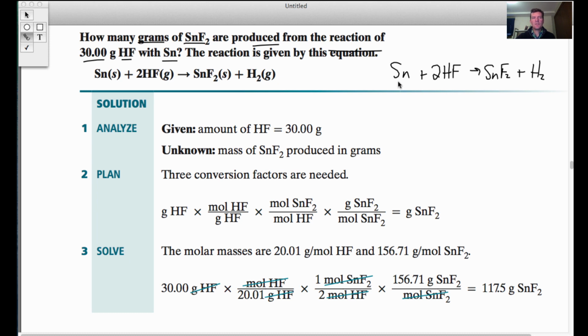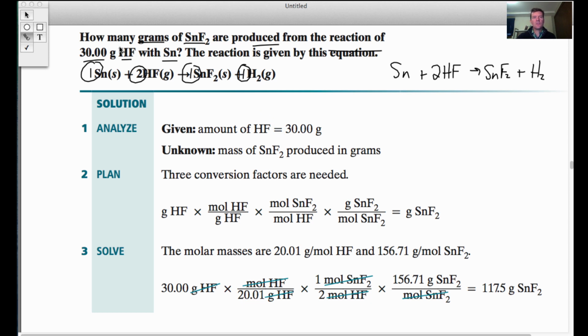These coefficients are telling us the ratio. 1 mole of tin reacts with 2 moles of hydrogen fluoride, and they are going to produce 1 mole of tin fluoride and 1 mole of hydrogen gas. That's the ratio in which they react. It doesn't mean we have to have 1 mole. We could have 2 moles, 3 moles, a half a mole, whatever. But they have to react in this ratio. Those are the mole ratios.